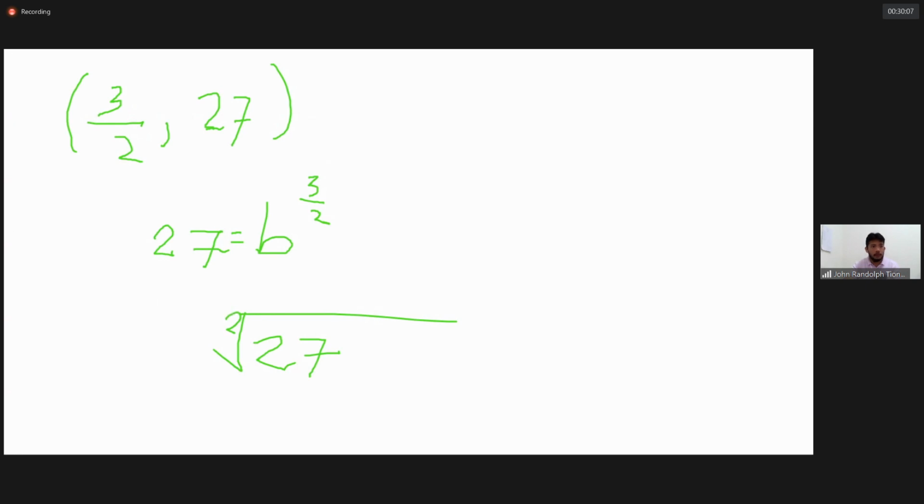Yeah, 7. Okay, baliktarin natin yung 2, ilagay natin dito. Reciprocal, kunin natin yung reciprocal. Kung ano yung nasa denominator, yan yung ilagay natin dito. And then, kung ano yung numerator, yan yung ilagay natin.